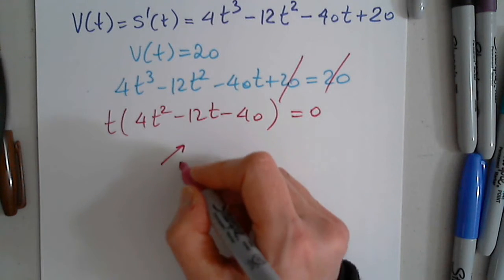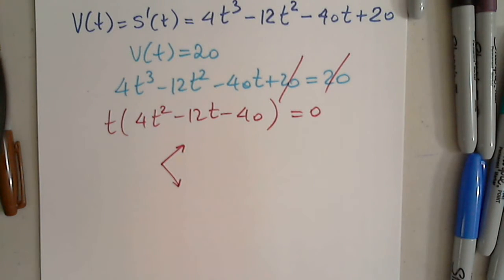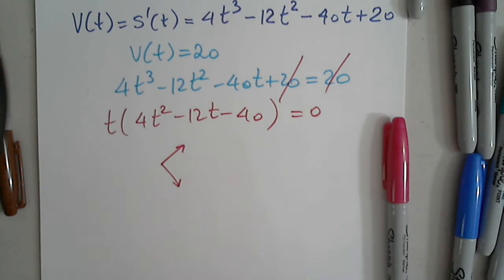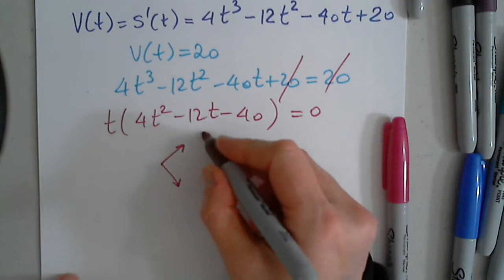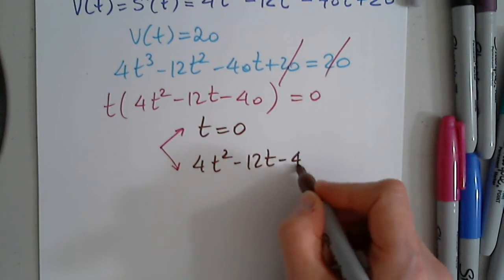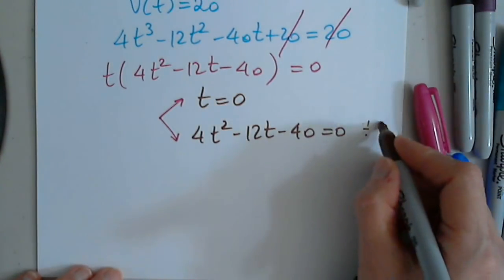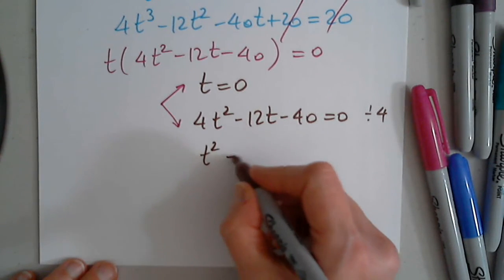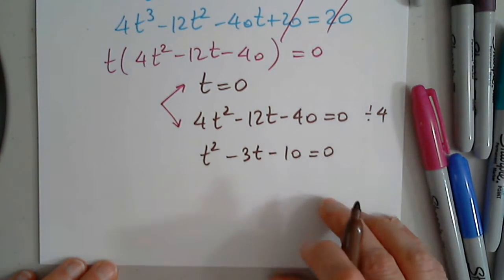So from here, using the zero product principle, we have two options for now. So let's say, Mickey, what do you think? You could factor out a 4. Right, and what are the first two options, first of all? T equals 0 and the stuff in the parentheses equals 0. For the first option, t equals 0, and the second option, 4t squared minus 12t minus 40 equals 0. Yes, of course, I will divide both sides by 4. And I have t squared minus 3t minus 10 equals 0.